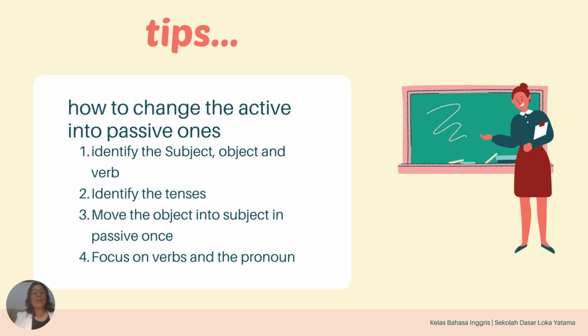Then move the object into the subject in the passive one. So the object in the active becomes the subject, and focus on the verb and the pronoun. Remember, there will be changes of the verbs and the pronoun. We have done this before, so you won't have difficulties in deciding which verb or pronoun to put in the sentences.